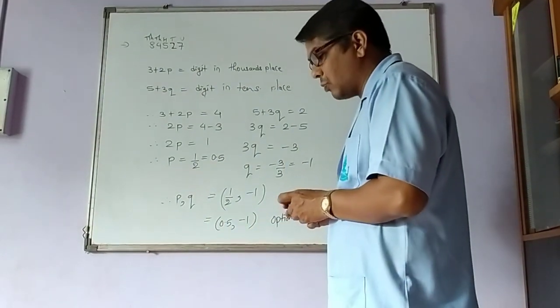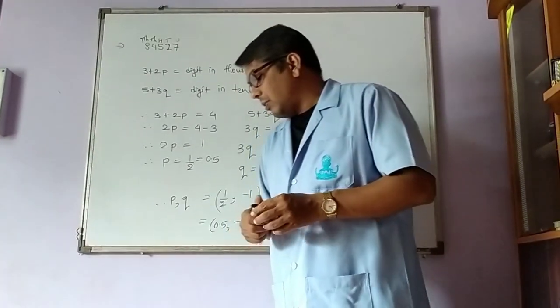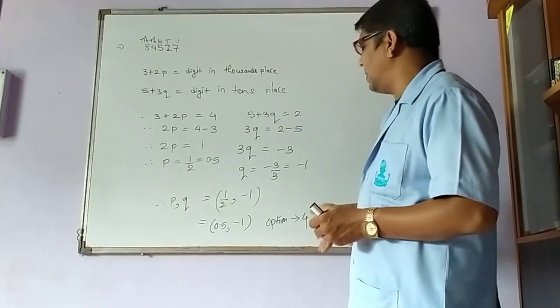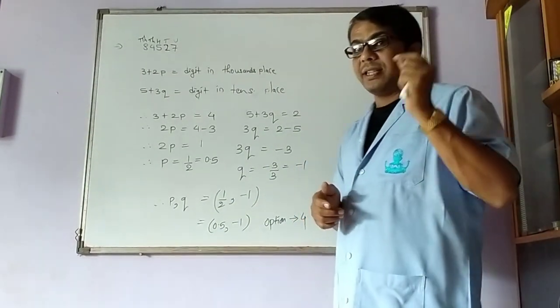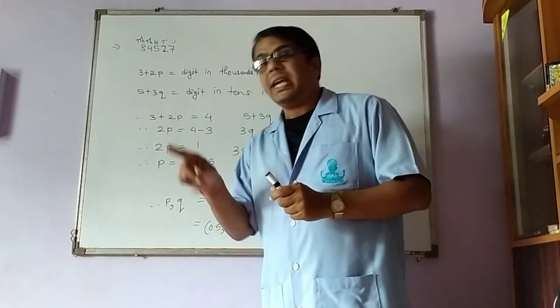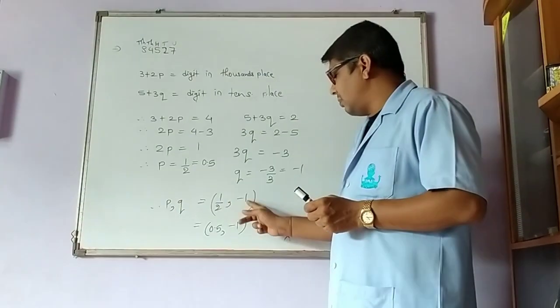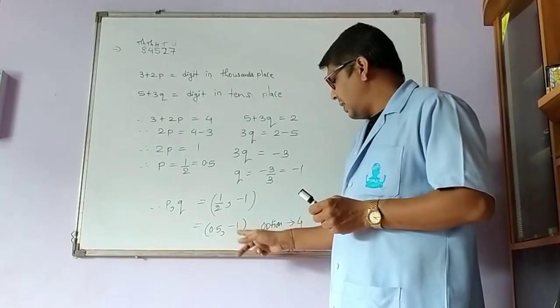0.5 and minus 1. You can see that the values are given to misguide you, like minus 1.5. So once you get the values, you may directly write that answer. But actually the sequence in which it is asked, p and q, it is expected that first value of p will come and then the value of q will come. So 0.5 and minus 1.